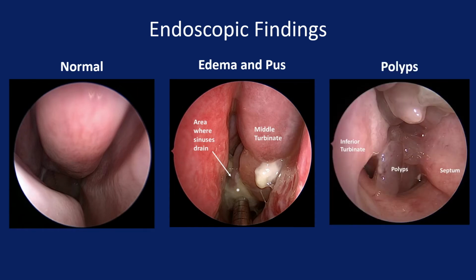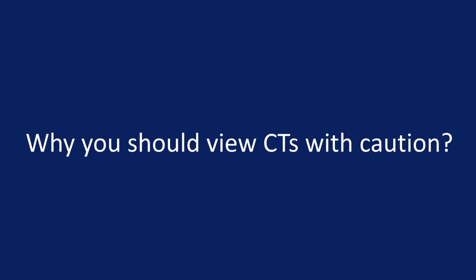And then finally here we have polyps. These are kind of multilobulated, crazy, great-looking pieces of swelling filling the nose here. These patients are going to have a tough time breathing and smelling. All right, so those are endoscopy findings. Why do I kind of hate on CT scans, and why should we view them with caution?